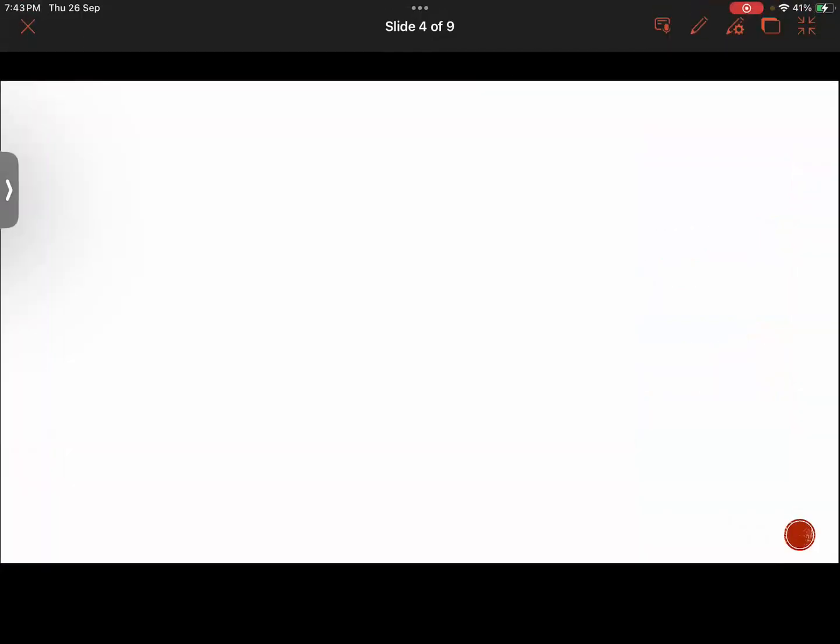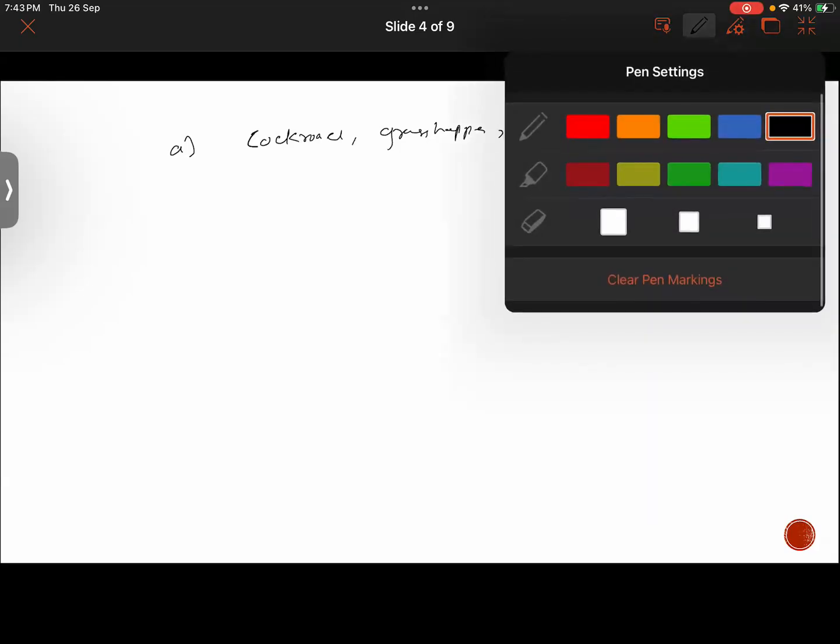So option A. You had cockroach, grasshopper, snail, and ant given here. Which one of them is the odd one?